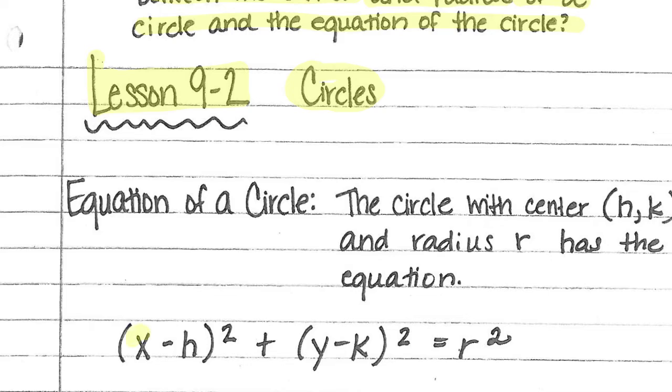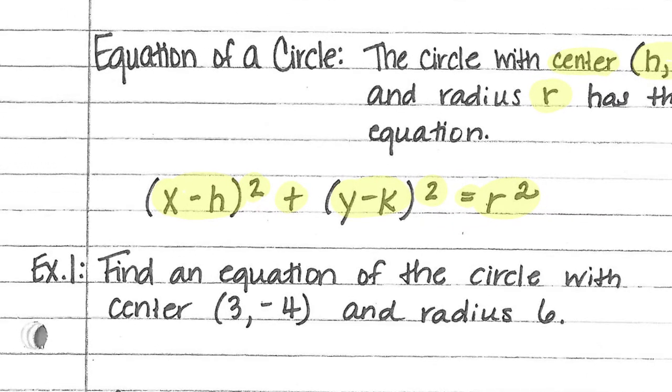We have (x - h) quantity squared plus (y - k) quantity squared equals r squared. And the circle has a center of (h, k) and the radius is r. So let's see if we could get through some of these questions.